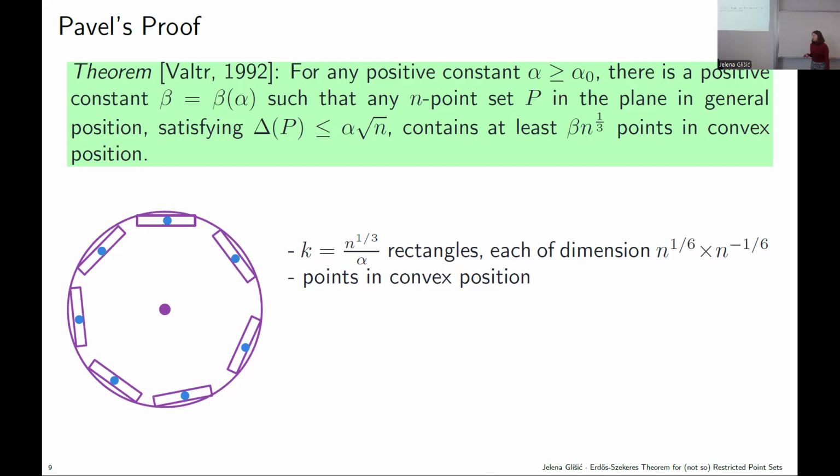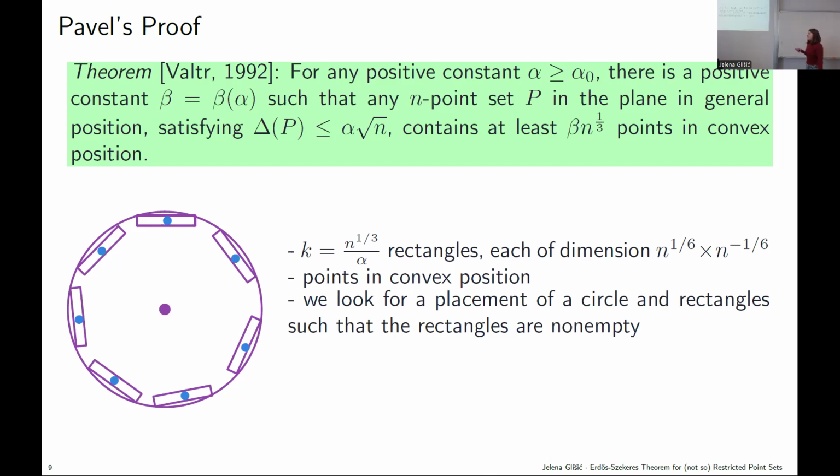But what we want to show is that actually there is such a placement. So this is where the probabilistic argument will come. We want to show that there is at least some constant probability that for some placement we have such points. Okay, so slowly we will get to that, but first I need two main lemmas which will help me prove this fun thing.